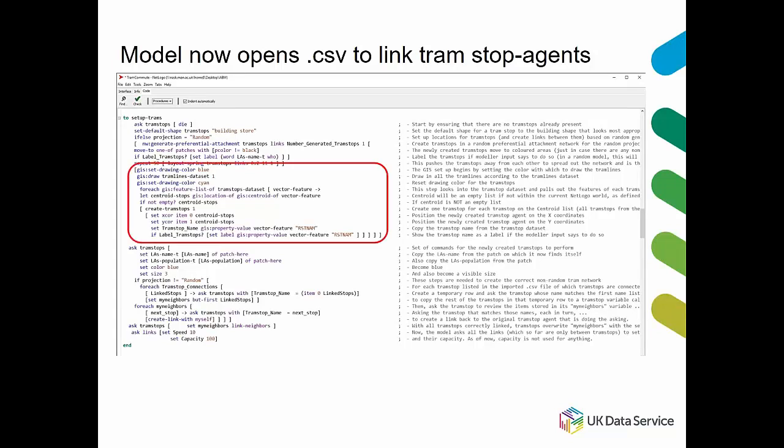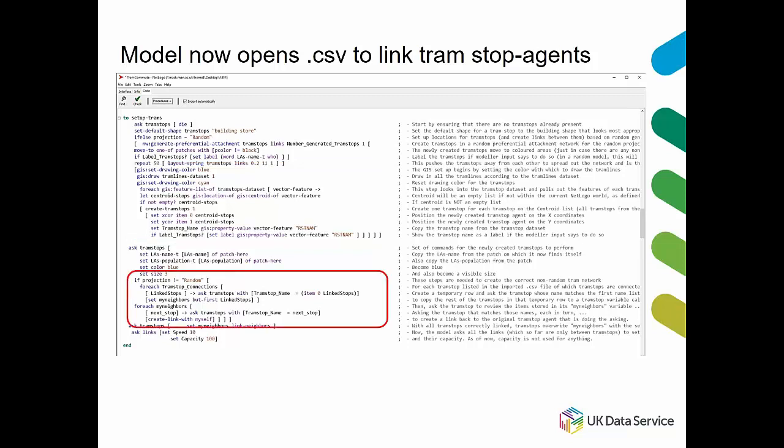However, I do want to briefly point out that setup trams command draws tram lines and tram stops directly onto the map from the shapefiles and saves the names of the tram stops as they appear in the shapefile. But then this part down here opens up the tram stop connections variable that holds the contents of the CSV file that we just saw.